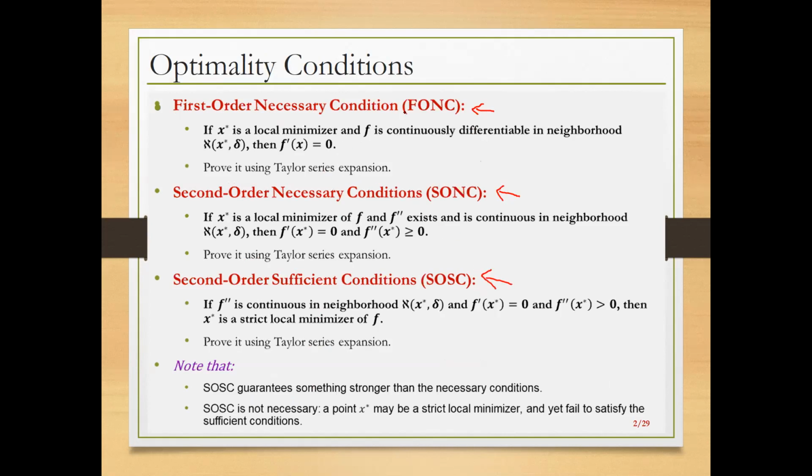The first one is the first order necessary condition, which we abbreviate as FONC. It says that if I tell you that x star is a local minimum or minimizer of some function f, which is differentiable, then f prime of x star, the first derivative of that function at that particular point, would be equal to 0. This is something that we have seen. So if it's a local minimum, then definitely the first derivative would be equal to 0. We can prove this using the Taylor series, as I told you, and I'll send you the proof later on.